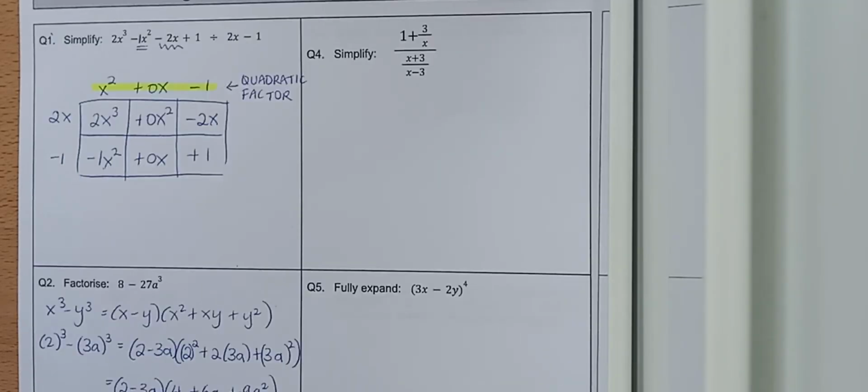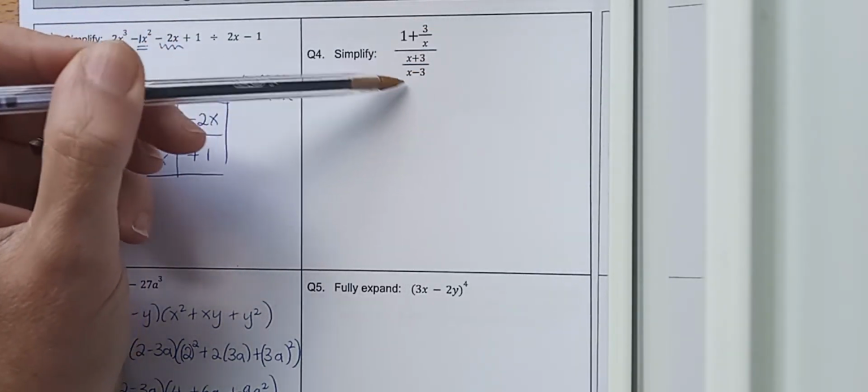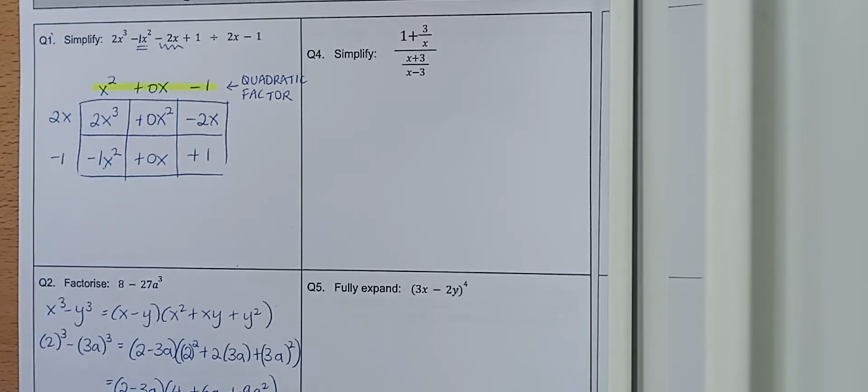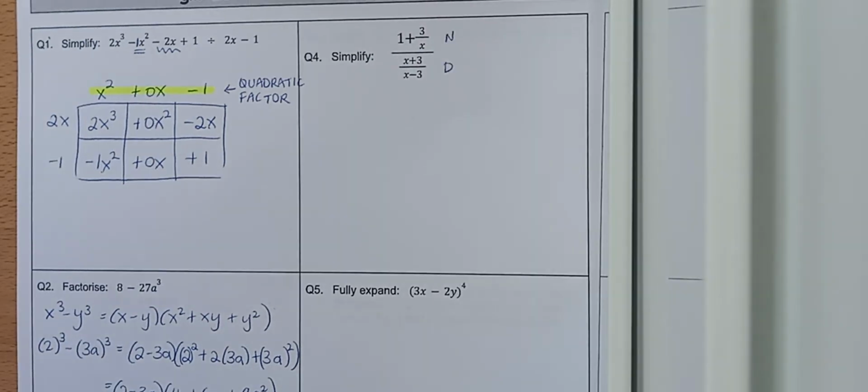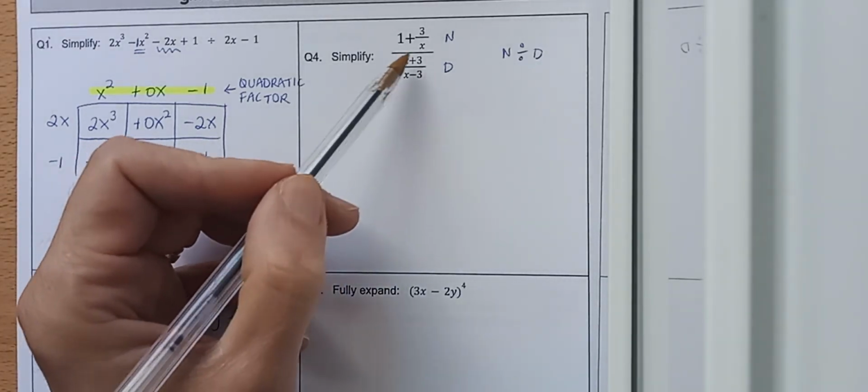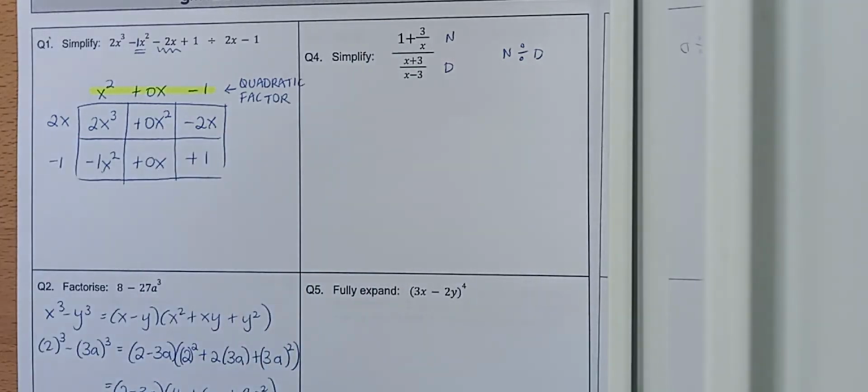Next, we have question 4. We have to simplify this algebraic fraction, and I can see that there's some stuff happening in the numerator and the denominator. They're both fairly complicated looking. And remember, in this kind of setup, what's happening is that the numerator is being divided by the denominator. Now, there's not much I can do with the denominator as it is, but the numerator needs a bit of tidying up. So I'm going to look at that first of all.